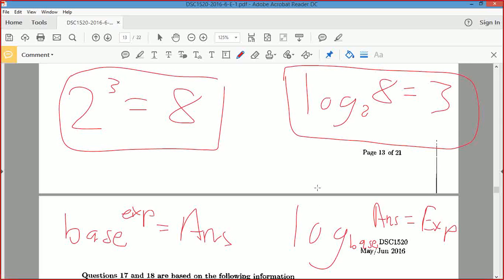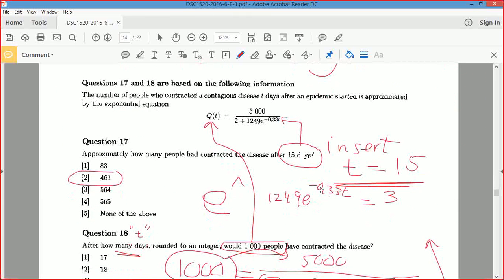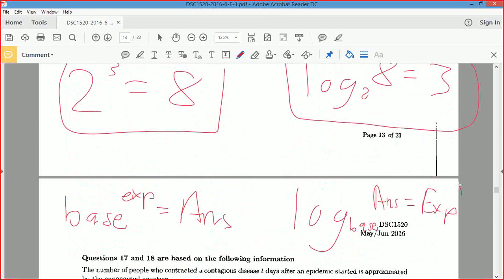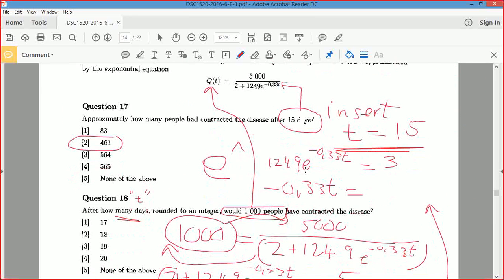Okay, so I'm going to apply this to what I have here. What do I want? I want the exponent. So what is the exponent? Negative 0.33t. Okay, so if that's the exponent equals this, the log of the base times the answer. So what is my base? My base is e. Okay, and my answer... Oh, I forgot this bit over here. This bit needs to go to the other side.